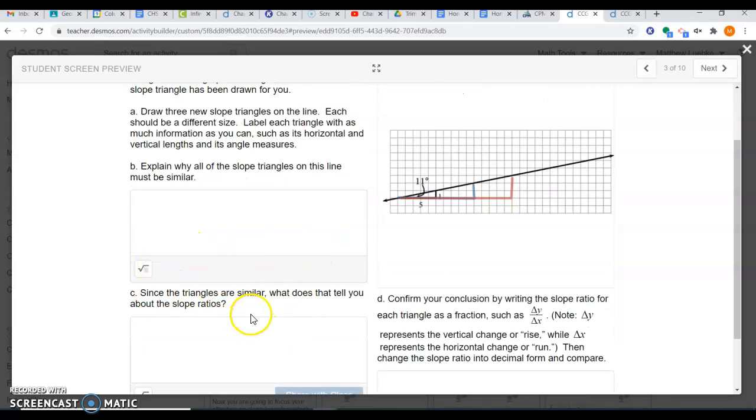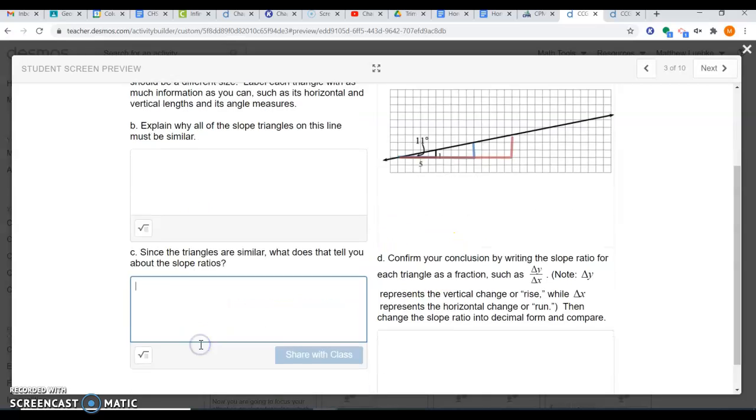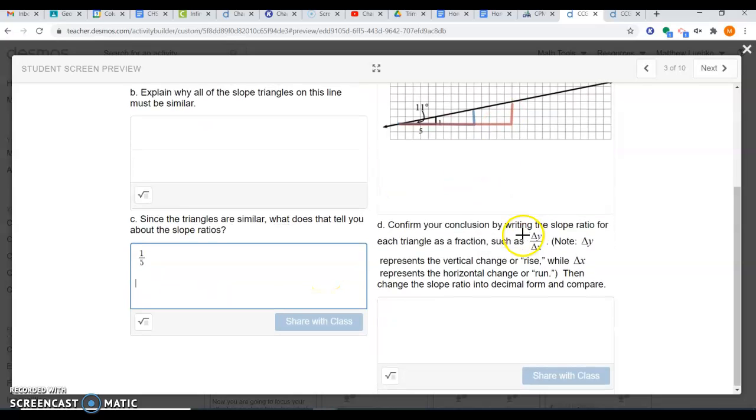Then it says, since they are similar, which they must be, and we can explain how we know, what can we say about their slope ratios? The way we can see slope ratios is like rise over run. In that first one, you would have 1 divided by 5 as your first slope ratio. Then we'll find out these other ones. The blue one could be 2 and 10, the red one 3 and 15, and see what you can tell about those ratios, okay?